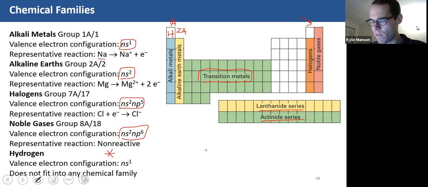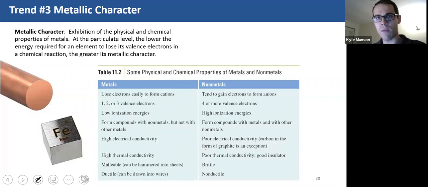Okay, so moving on then, we're going to talk about this trend called metallic character. So metallic character is, well, exhibited in metals. It's physical and chemical properties of metals. So for example, here's a table showing many of those properties compared to nonmetals. And so metals, for example, can lose electrons easily to form cations. They have low ionization energies, high electrical conductivities, just naming a few of these. They're malleable. You can make them into sheets, hammer them, form them into things.